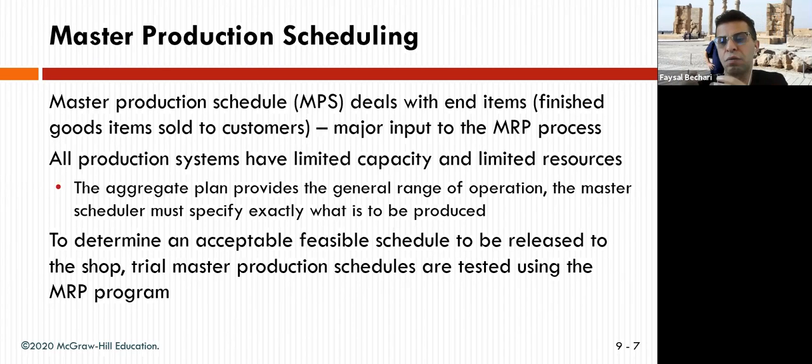And this goes to the MRP, and MRP logically starts dismantling the order into small pieces and does the process for it. So basically, to determine an acceptable, feasible schedule to be released to the shop, the trial master production schedule is tested with the MRP programs. You test them first, and then you run them.